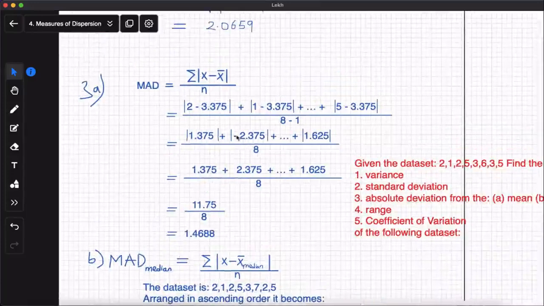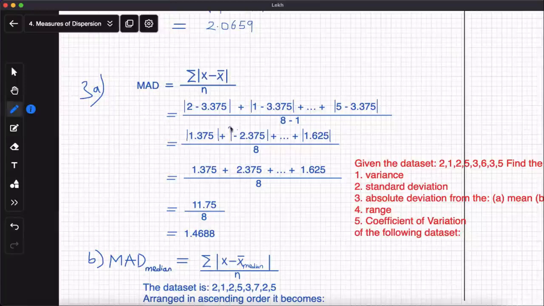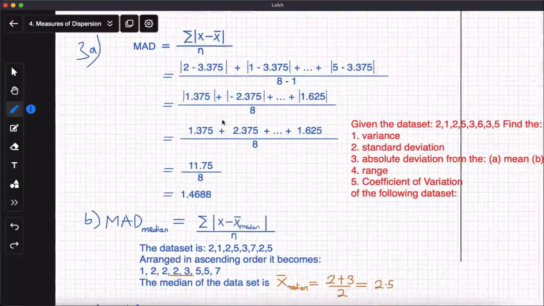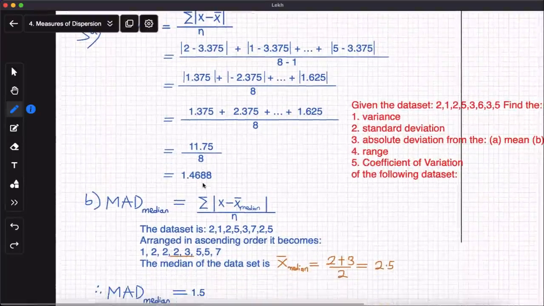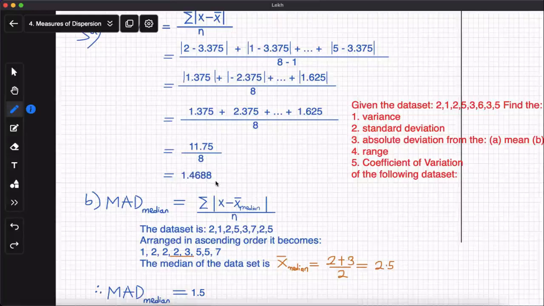So the absolute value of minus 2.375 will still be 2.375, but the minus is gone this time around. Then when we have done that to all our numbers, we add everything and we get 11.75, and we divide by 8, and that will be 1.4688.